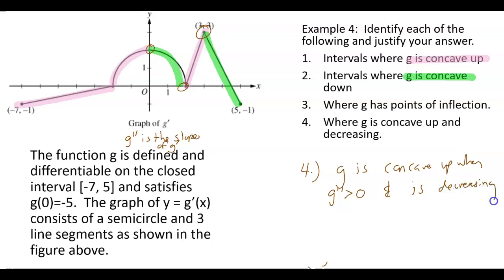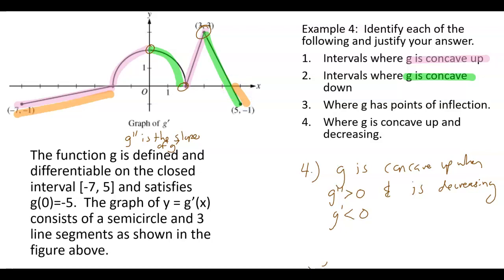Now this takes us back to the last slide. G is decreasing when the first derivative is less than 0. So on our last slide, G double prime is less than 0 anytime it's below the x-axis. And so that would be here and here.